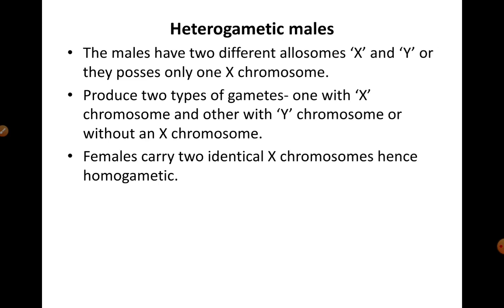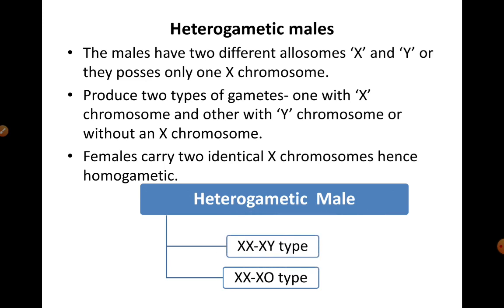Now let us take heterogametic males. Here the males have two different sex chromosomes or the allosomes, denoted as X and Y, or they possess only one X chromosome, wherein the chromosomal complement will be represented as XO. Now this kind of males produce two types of gametes, one with X chromosome and the other with Y chromosome, or the one without an X chromosome. But in this type, the females will carry two identical X chromosomes, hence they remain homogametic.